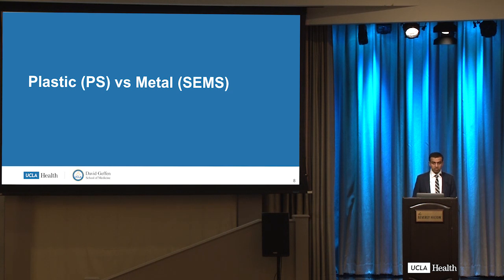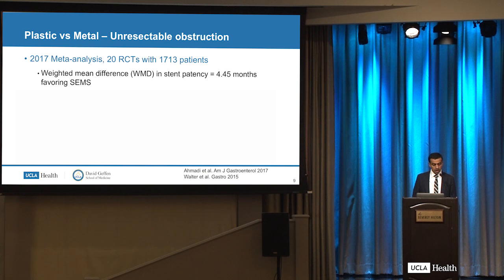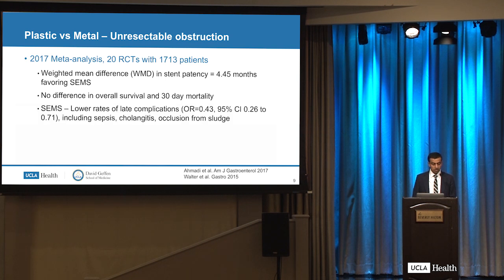So for unresectable obstruction, so patients with metastatic pancreas cancer, for example, it's been shown over and over that metal stents have longer patency in meta-analysis, over 4 months longer patency without difference in survival or mortality. And the metal stents also have lower rates of complications of various sorts compared to plastic stents.